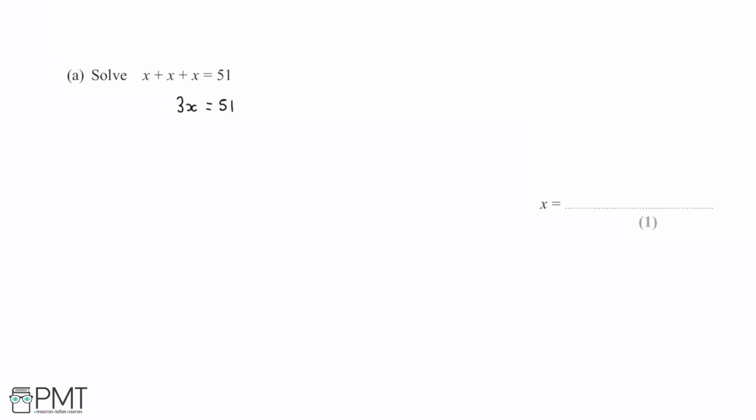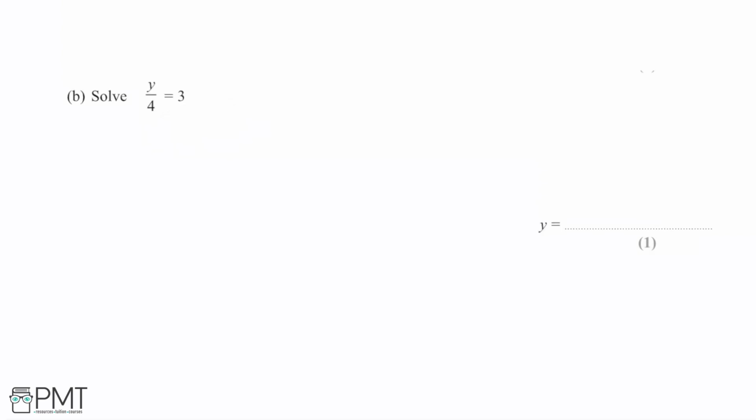Now, if I'm going to find this in terms of a singular x, in order to get 3x down to a singular x, I can divide this by 3, and that's going to give me x, which is going to be equal to, on this side, 51 divided by 3. And 51 divided by 3 is going to give me an answer of 17. So in this instance, x is going to be equal to 17, and I can write that in to gain the mark for this question.